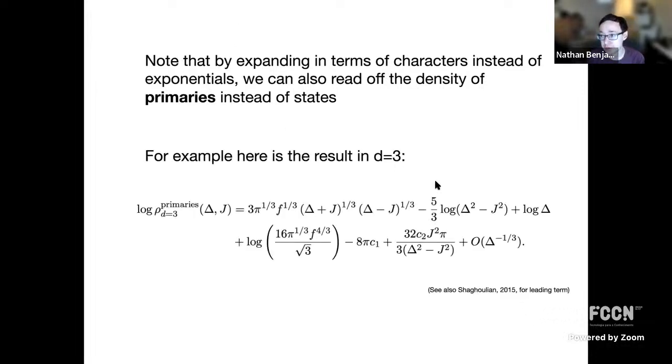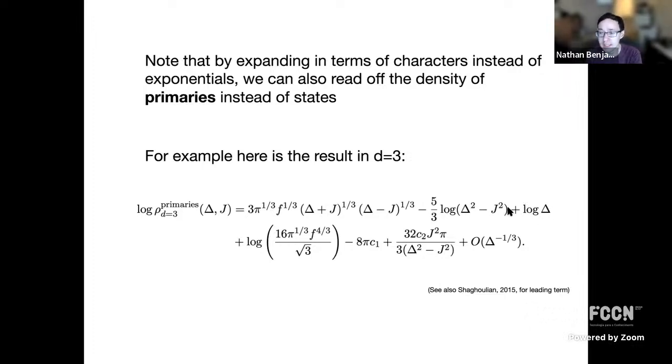So if we do this for 3D and we expand in characters of the global conformal algebra in 3D, we get this expression for the density of states, for the density of primary operators in 3D CFTs. As we see, this first term goes as delta to the 2/3. Let's ignore the spin. This is the usual delta to the (d minus 1)/d scaling you would get just from dimensional analysis. There are log of delta terms, and these come from doing some one-loop determinant of the saddle point approximation.